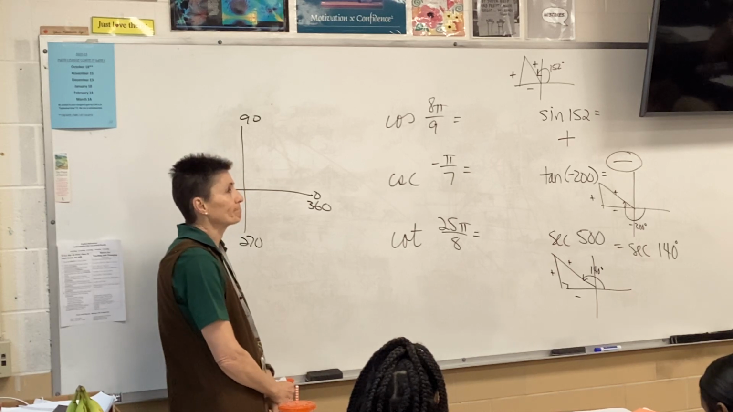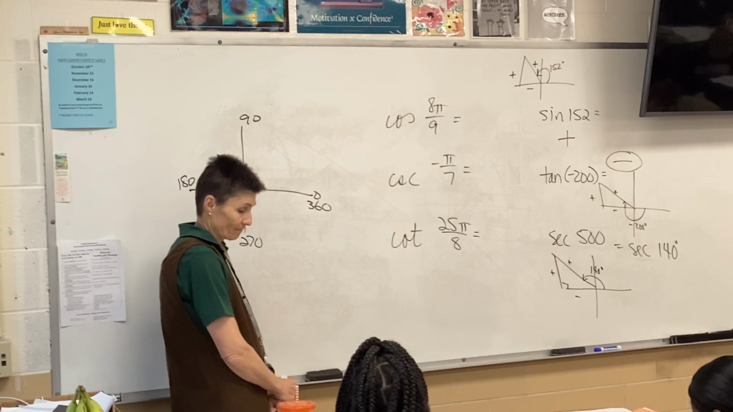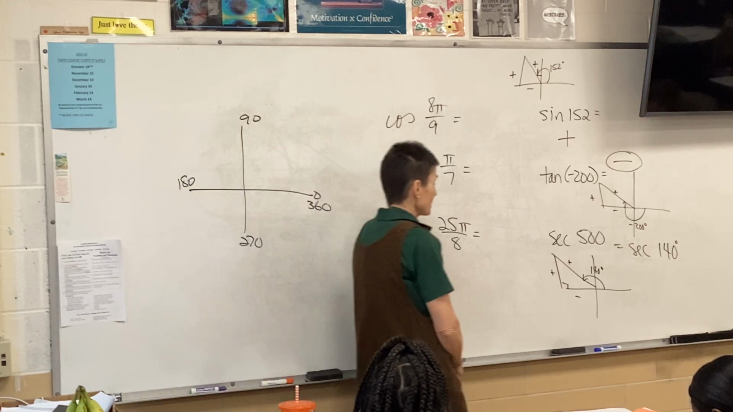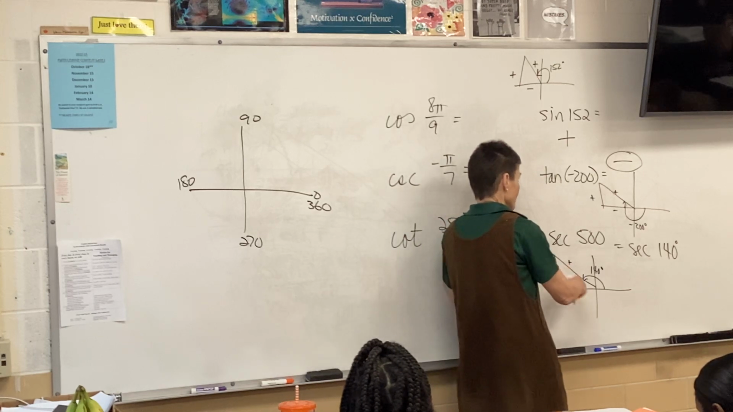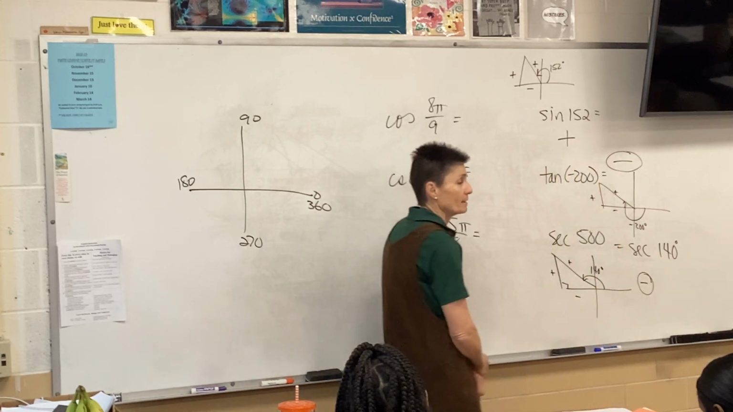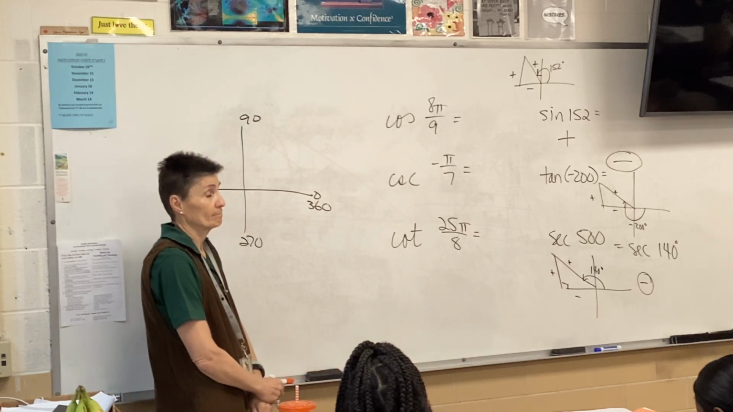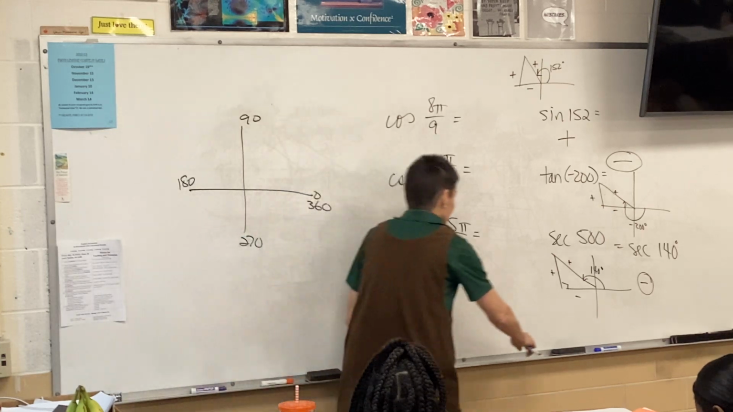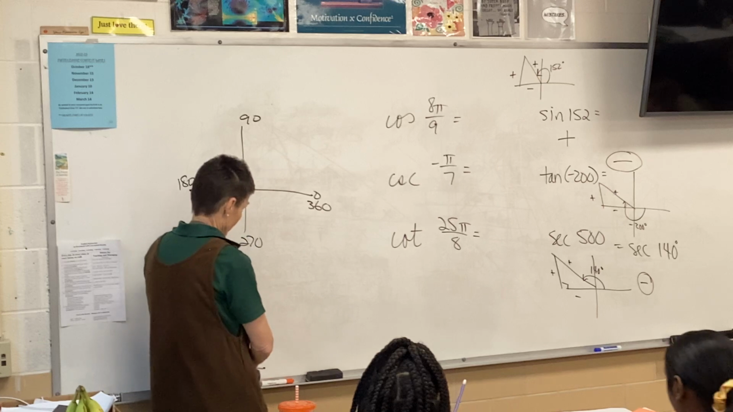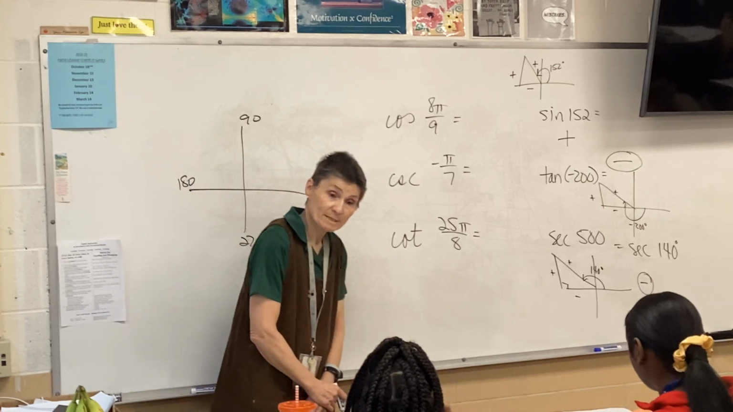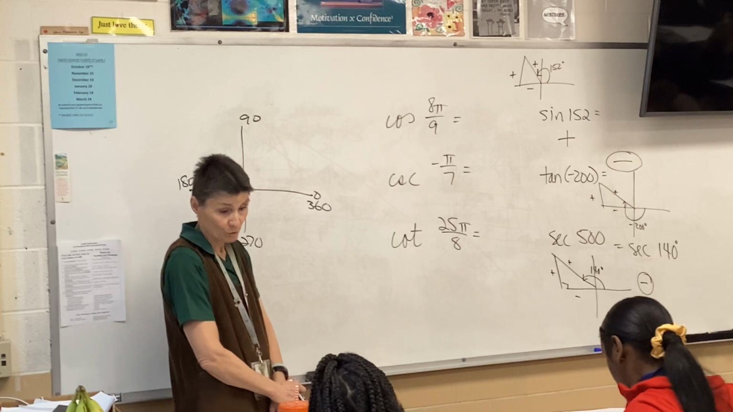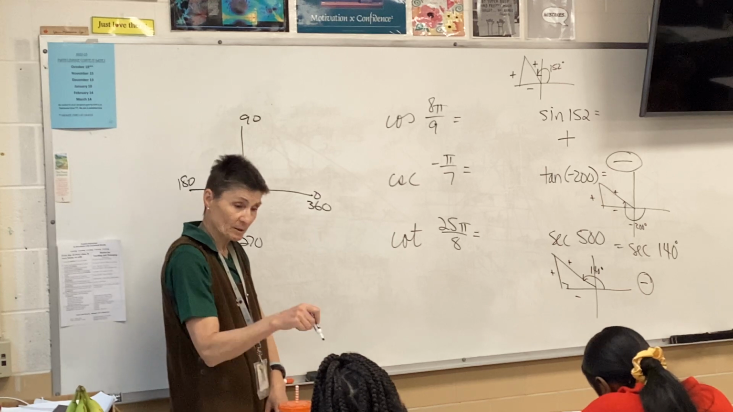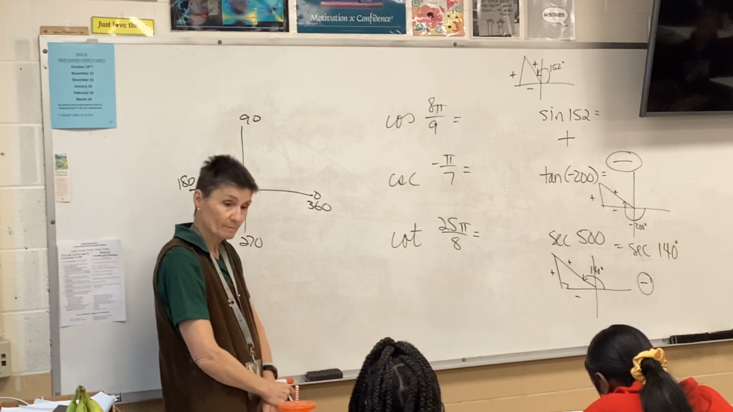Secant. Reciprocal of cosine. Cosine is adjacent over hypotenuse, so that one is going to be negative. We're watching the clock. I got a question. Yep. How do we get 140? 500 minus 360, right? It's more than a revolution, so we'll just take out the extra revolution. You can leave it in there, but then when you draw it, you just have to go all the way around.